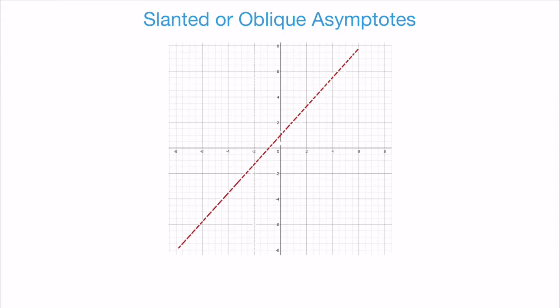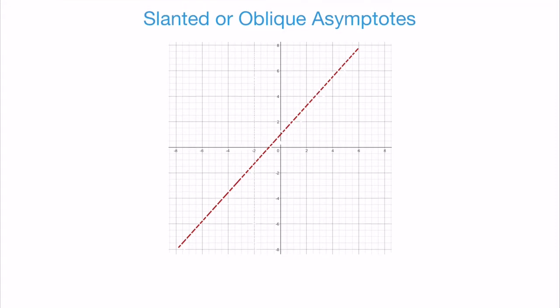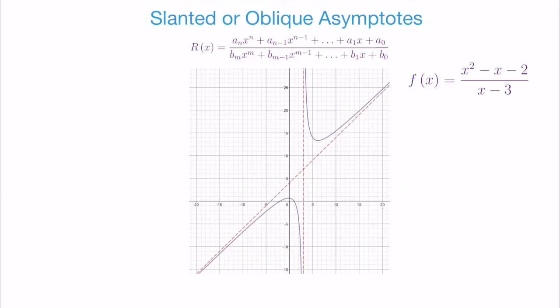Slanted asymptotes are lines, like the one shown, that the graph of the function approaches. As with any other asymptote, the graph of the function must approach a slanted asymptote. And this is what happens. As x approaches positive infinity, the graph of the function must approach the asymptote, either from this side or this side. In the same way, as x approaches negative infinity, the graph must approach the slanted line, either on this side or this side. This is the graph of a typical rational function with a slanted asymptote.